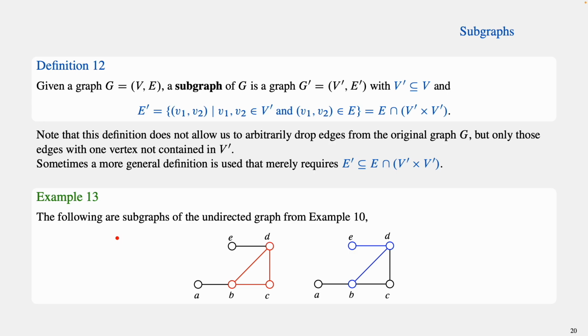Now here's an example, or actually 2 examples of subgraphs from our previous undirected graph. Here we take as the vertex set V', B, C, and D. And then the set of edges must be all the edges connecting any of these vertices in the original graph. So the red ones here. And similarly, we have B, D, E as a subgraph here. And this set of edges must then be all the edges connecting B, D, or E in the original graph.